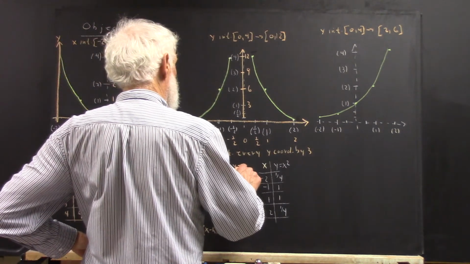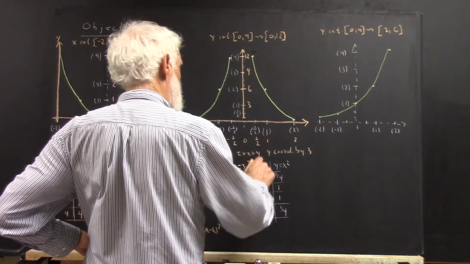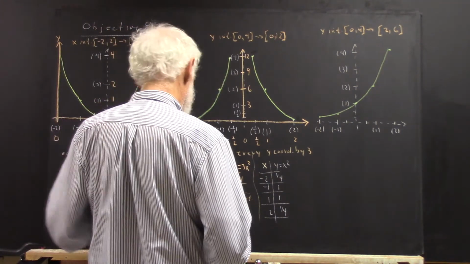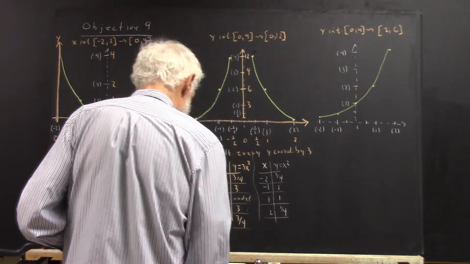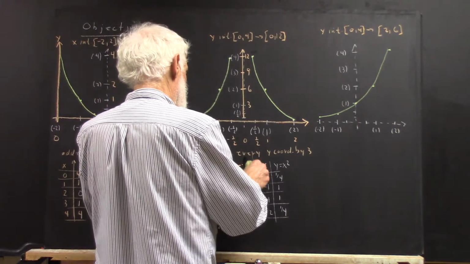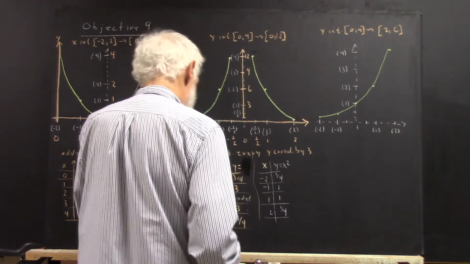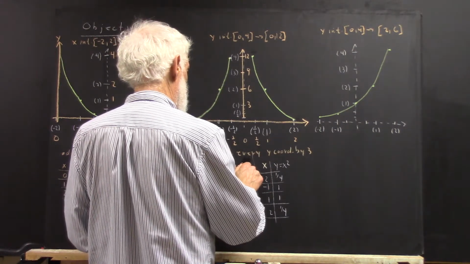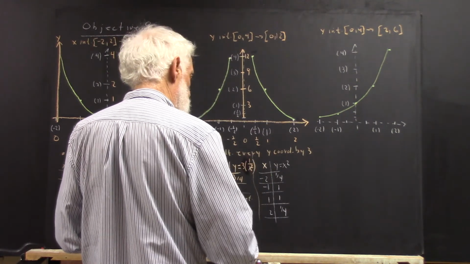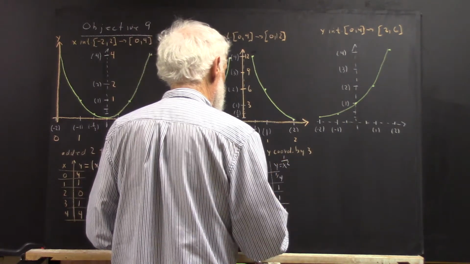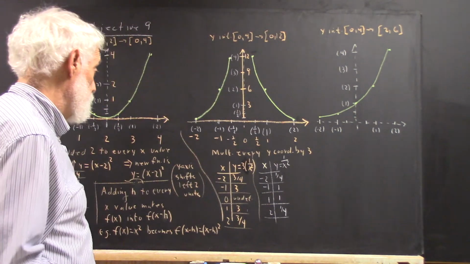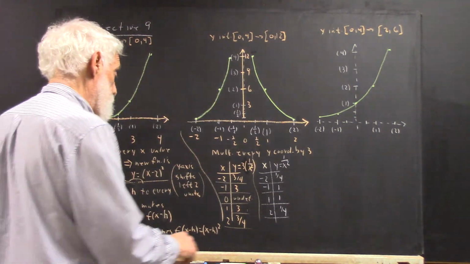So we conclude that this is y equals 3 times 1 over x squared, and of course this is 1 over x squared, because this is your basic reciprocal square graph. And I really didn't say that.